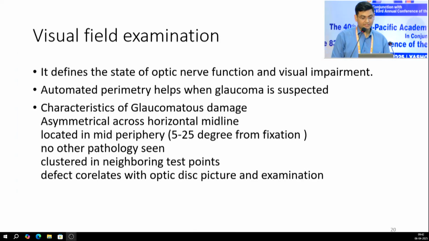In visual field examination, it defines the state of the optic nerve function and the visual impairment associated with it. Automated perimetry helps when glaucoma is suspected. So if a patient comes to you, you can order an automated perimetry, and the characteristic glaucomatous damage will be shown by asymmetry across the horizontal midline. It will be located in the mid periphery, around 5 to 25 degrees of fixation. Then there will be clustered defects in the neighboring test points, and this defect correlates with the optic disc picture and the examination you have drawn.